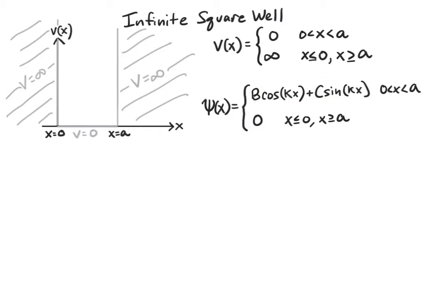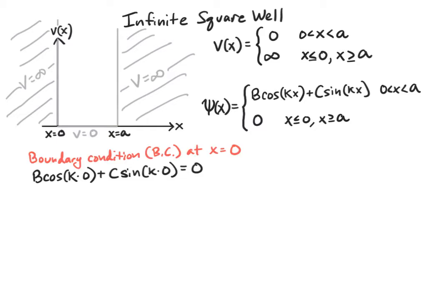b and c are the easiest to address because our wave function has to be continuous. It can't be multi-valued. It can't jump discontinuously from here to there, for example. And that means that b times cosine of kx plus c times sine of kx has to be equal to 0 when x is equal to 0. This is called a boundary condition. When you're solving a differential equation where one of the functions in it is defined piecewise, you have to match up all the boundaries between the different pieces of the solution.